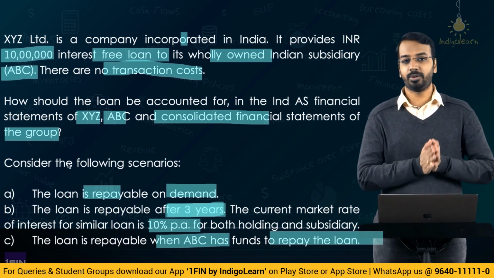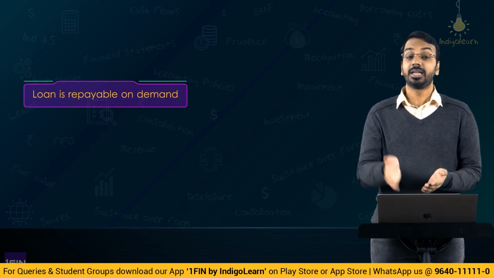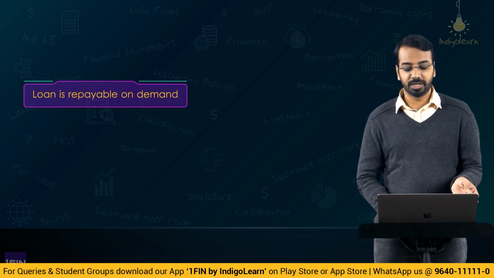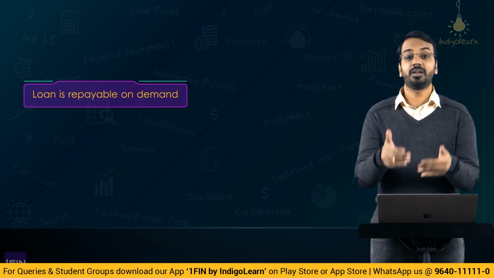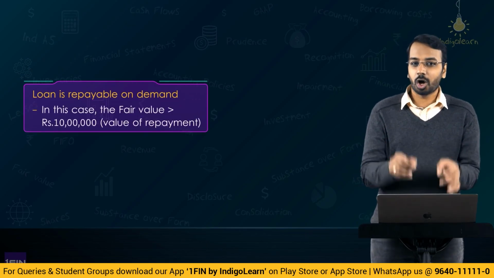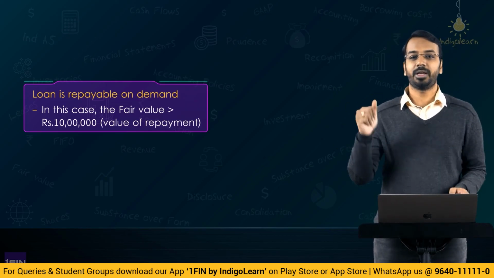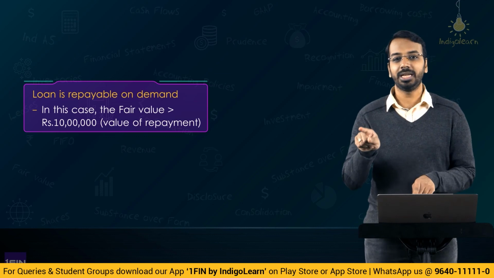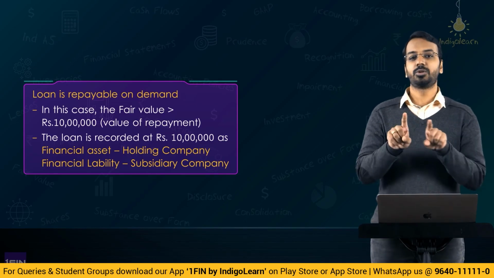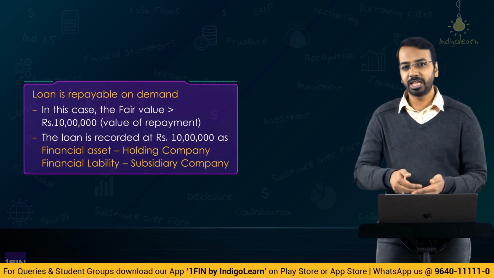Now, when a loan is repayable on demand, what should be the fair value? Can the fair value be less than the value to be repaid? Can the fair value be less than 10 lakhs? See, if it is not repayable on demand, if it is repayable after 3 years and you do the discounting considering 10%, the fair value will be lesser. But if it is a loan repayable on demand, the fair value cannot be less than the amount repayable on demand, because tomorrow the holding company may say, please repay my loan. So, the fair value will remain 10 lakhs, and hence the loan will be accounted for as a financial asset in the books of the holding company and a financial liability in the books of the subsidiary company at 10 lakhs. Will there be any interest accruing?